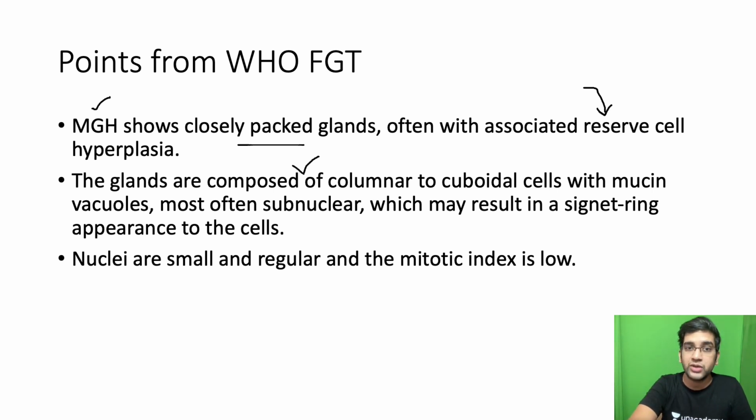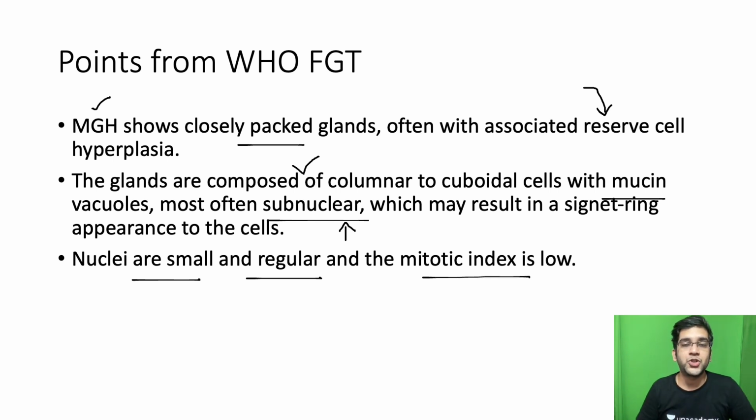The glands will have columnar to cuboidal cells, yes. We did have mucin, and often it will be subnuclear, that's what I said. Everything you saw in the image was classical. Subnuclear vacuoles looking like a signet ring. It's not a signet ring, it's just a columnar epithelium, right? Nuclei small, yes, absolutely small, regular, no atypia, nothing. The mitotic index is going to be extremely low. The case we saw here was not a differential diagnosis of a carcinoma. It's a straightforward case of microglandular hyperplasia.